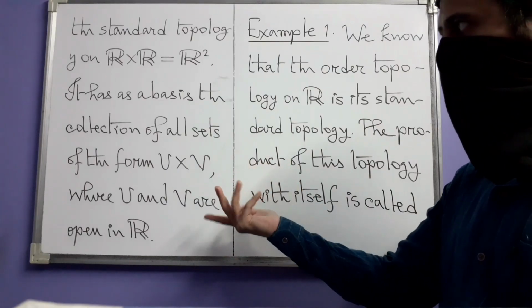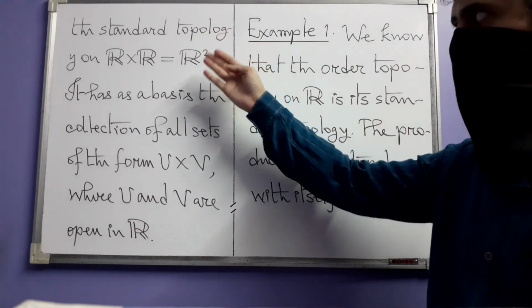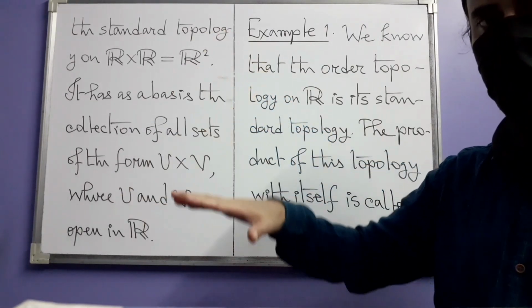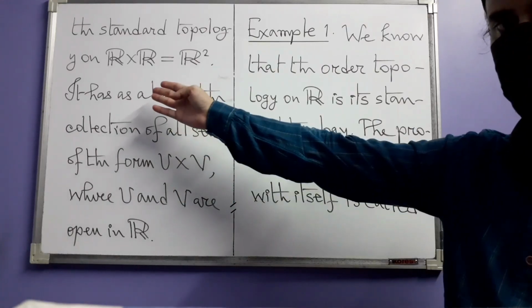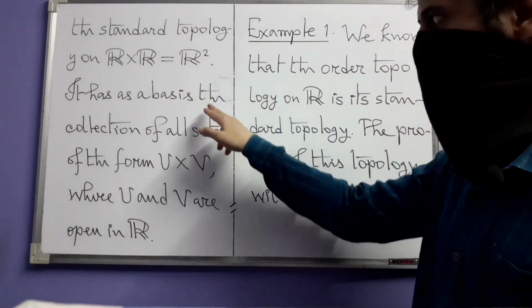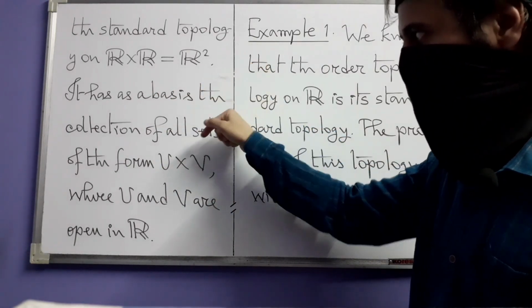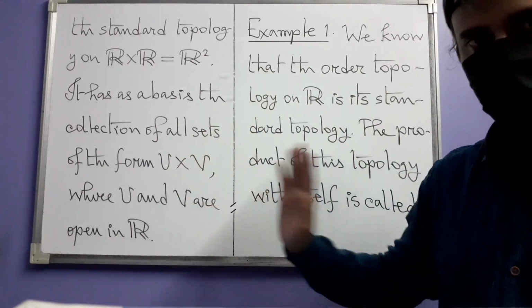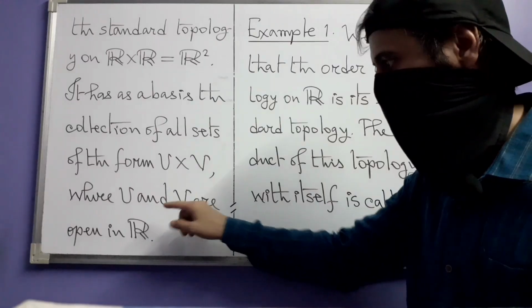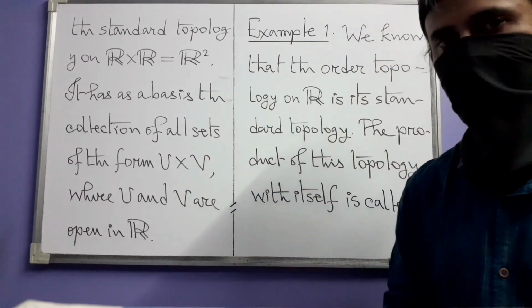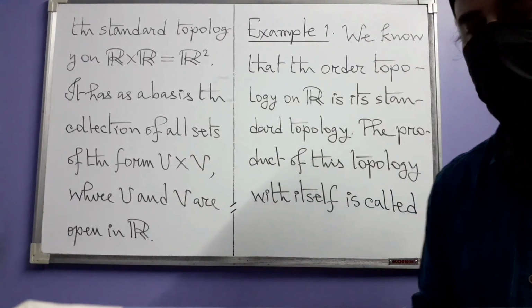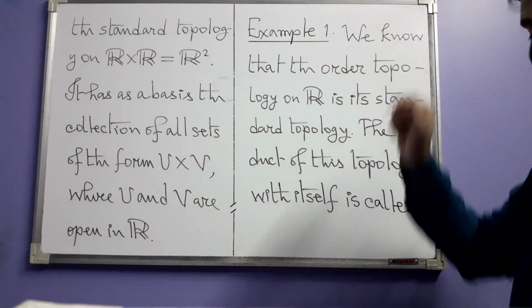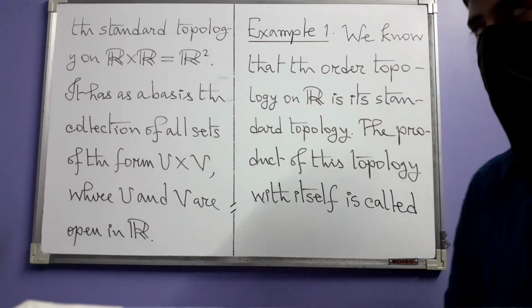And by definition, this product topology, which we are calling the standard topology on the plane, geometrically the two-dimensional plane, has as basis the collection of all sets of this form U times V, where U and V are both open in R, open with respect to what? With respect to the order topology, which is the standard topology on R.